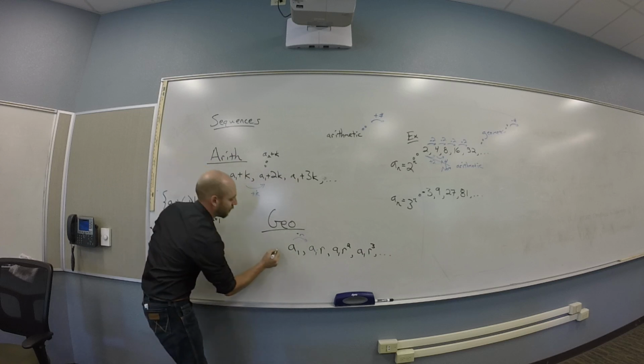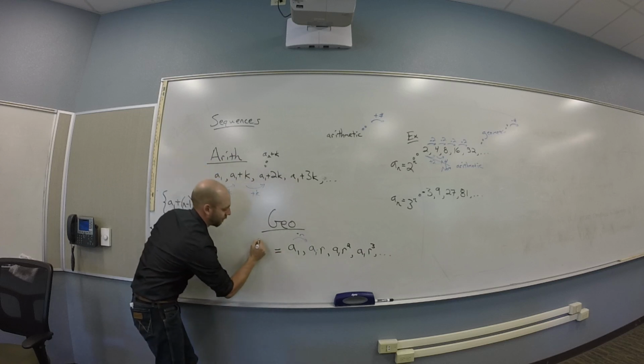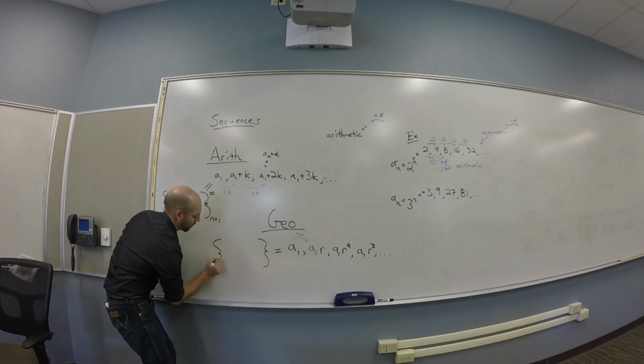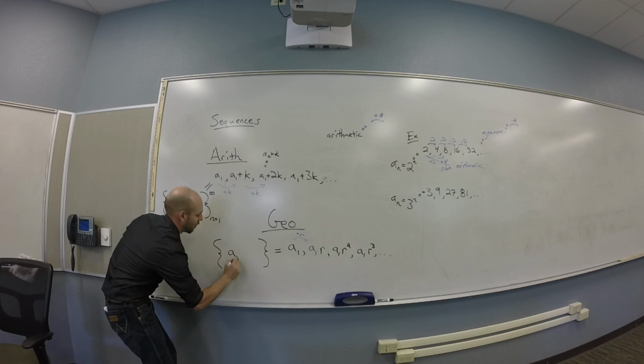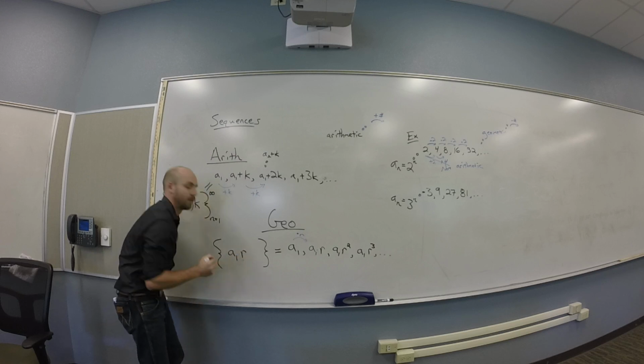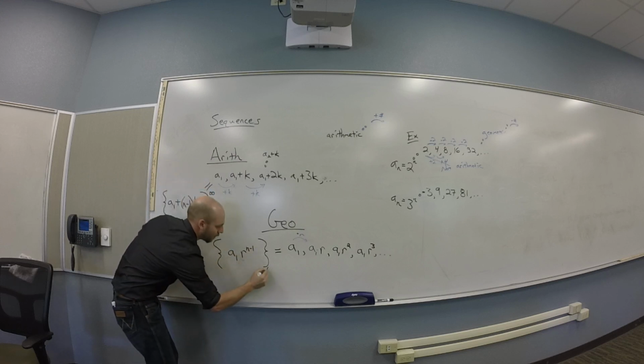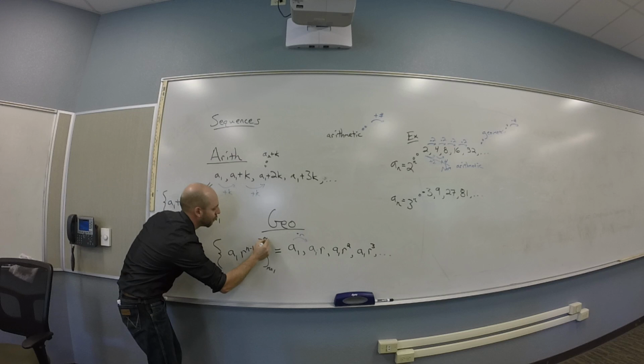So what's my general term? a1 times r to the n minus 1? Oops. So a1 r to the n minus 1. Yes, sir. n is 1 to infinity.